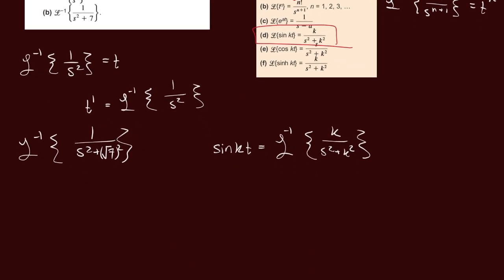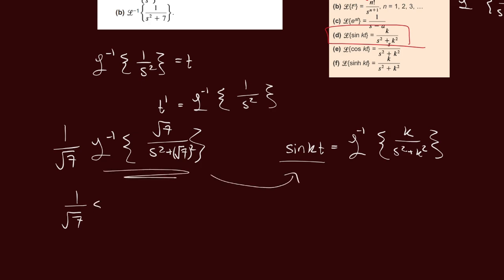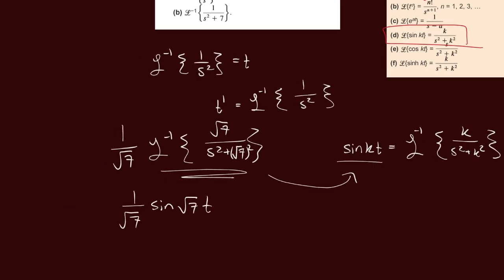Obviously, this is almost like this, but this is the problem. We have to have the square root of 7 up here. So how can we do that? Well, if I multiply this by the square root of 7 and this by the square root of 7, I can put this into here, can't I? And then I'll just leave the 1 over square root of 7 up here. And then I can now replace this with sine k of t. And recall k is the square root of 7. Alright, so this is my answer.